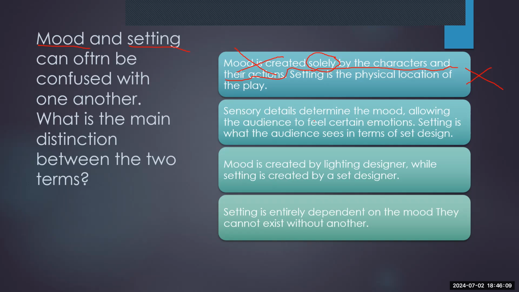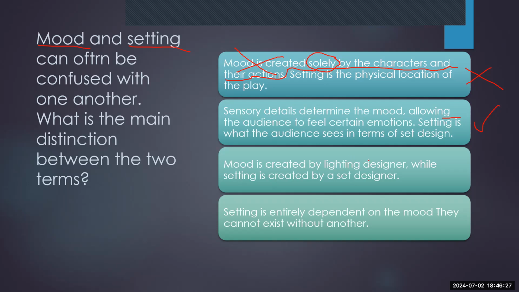Okay. Sensory details determine the mood, allowing the audience to feel certain emotions. Setting is what the audience sees in terms of set design. Right? I like that one. We like that one? All right, let's put a check mark. Well, let's keep going just in case.